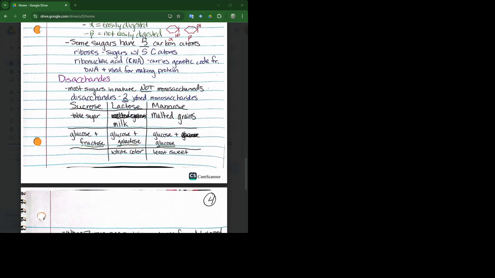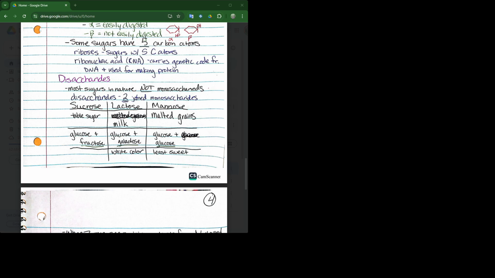Next subheading is disaccharides. Sugars found in nature do not normally occur as monosaccharides. The sugar molecule structure enables it to readily combine with other sugars to form chains. A disaccharide is 2 joined monosaccharides. Most sugars consumed in the world are disaccharides.